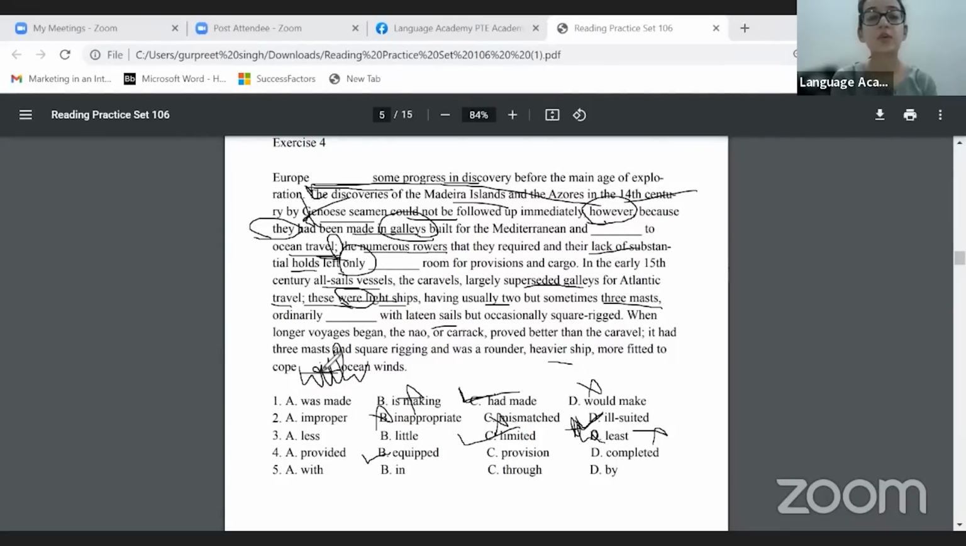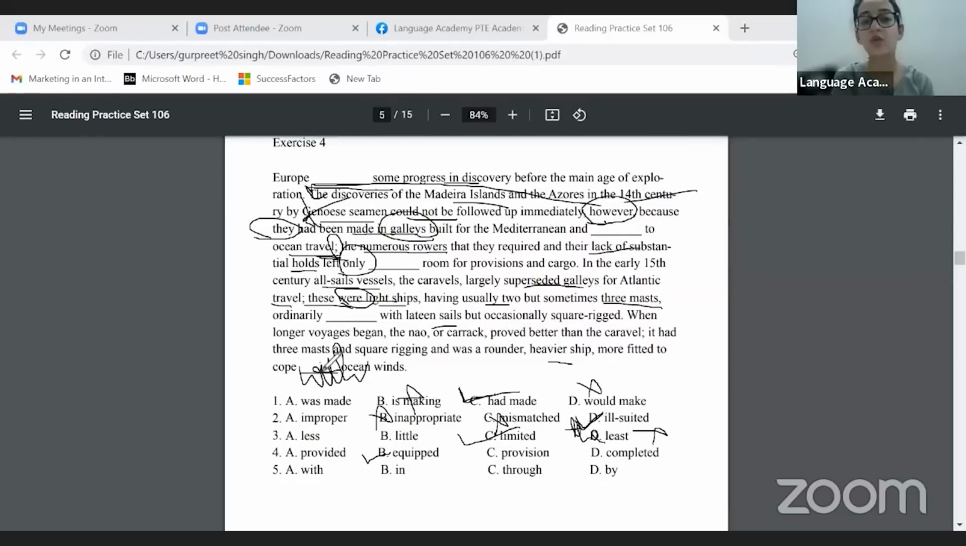The third one, the word only played a very huge role here, because we cannot say only little or only less. We have to say only limited. Like we say limited time only. So limited and only is a combination. Only and little, only and less are no combinations. And the fourth one, ships were equipped with, means they had these things in them.